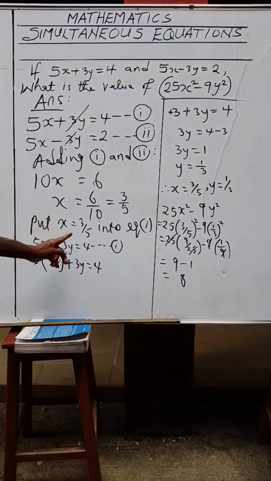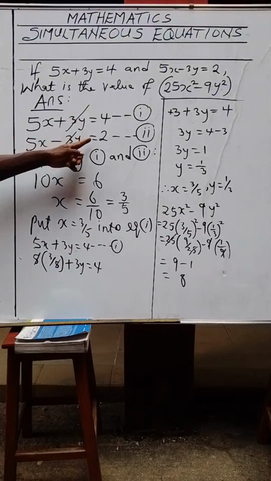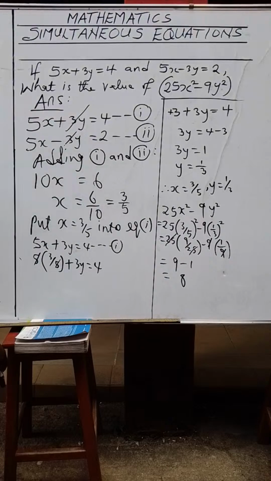Now we go back to any of the equations and do what? And substitute. So we are going to substitute for x. Substitute 3 over 5 in place of x.